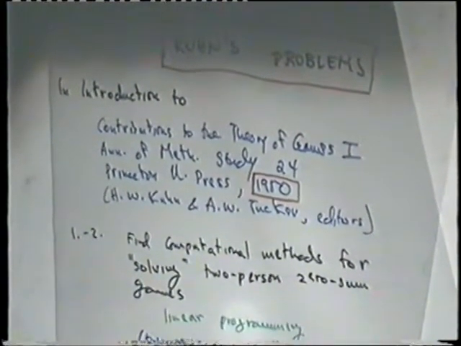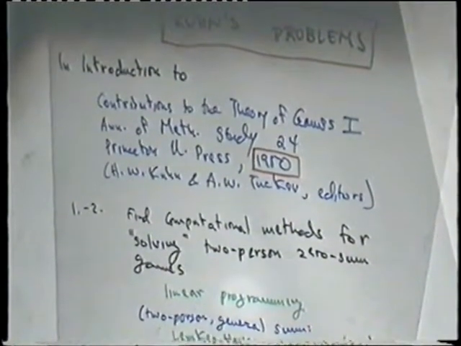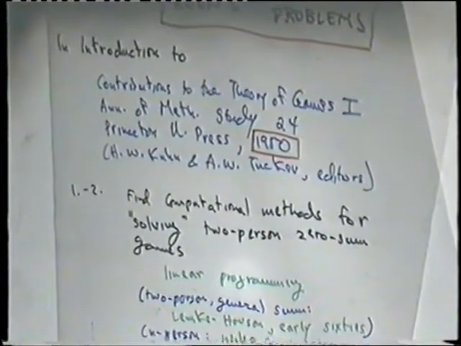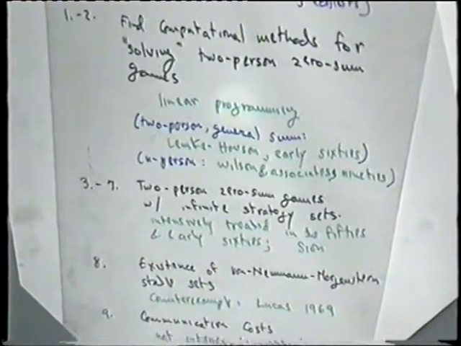So I'll mention some of the problems, and they've practically all been solved. And some of them turned out to be very, very important and central, as we'll see. So his first problem was to find computational methods for solving two-person zero-sum games. In other words, finding the optimal strategies, finding the equilibria, and finding the value. This, I think, was already known at the time that Kuhn wrote. This is equivalent to the problem of linear programming. There's an equivalence between two-person zero-sum games and linear programming.